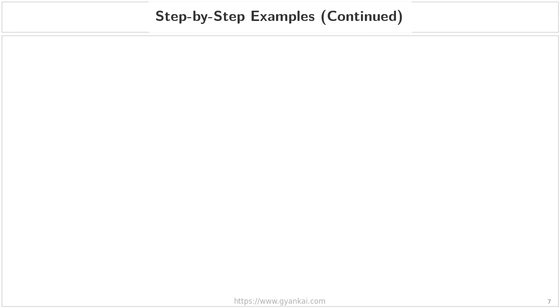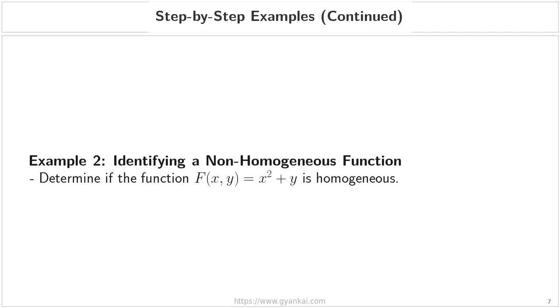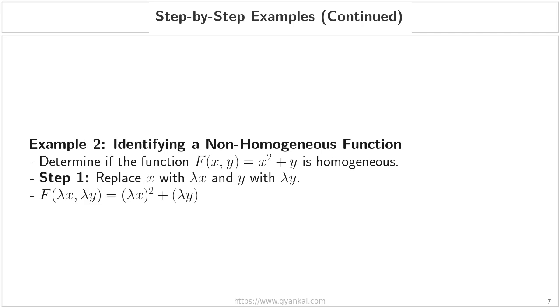Step-by-step examples continued. Now, let's look at a contrasting case in our second example. In the previous slide, we saw how a function could be homogeneous when all terms shared the same power. Here, we are going to identify a non-homogeneous function. Our goal is to determine if the function f of x comma y, which equals x squared plus y, is homogeneous. To do this, we will apply the same lambda test we used in example 1.